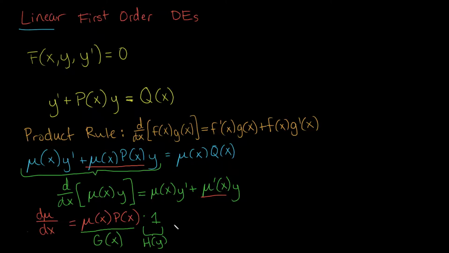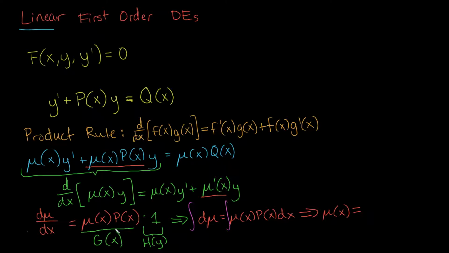Let's think of what this might be when we solve it. We're going to get that if we multiply out the dx, d mu equals mu of x p of x times dx. And in this form, we can simply take the integrals on both sides. And what will we be left with? That mu of x, this function that we're trying to solve for, is going to equal the integral of, looks like I have made a slight mistake.